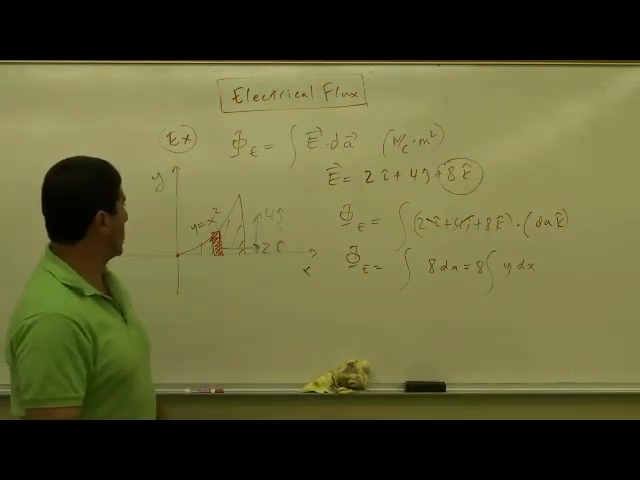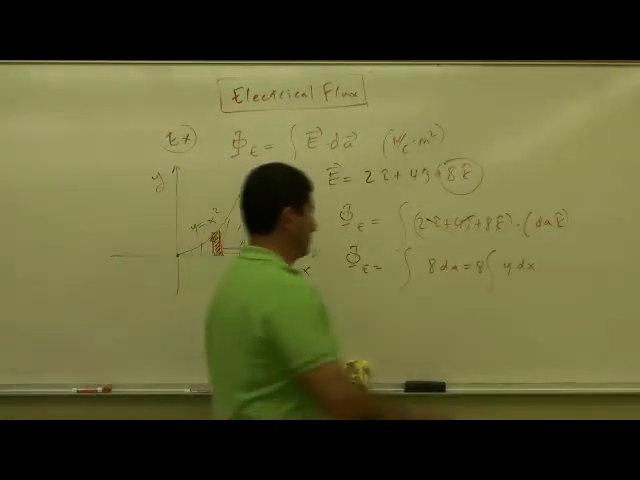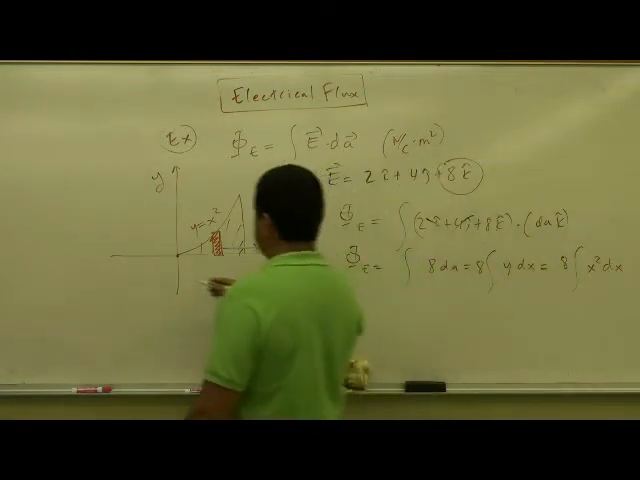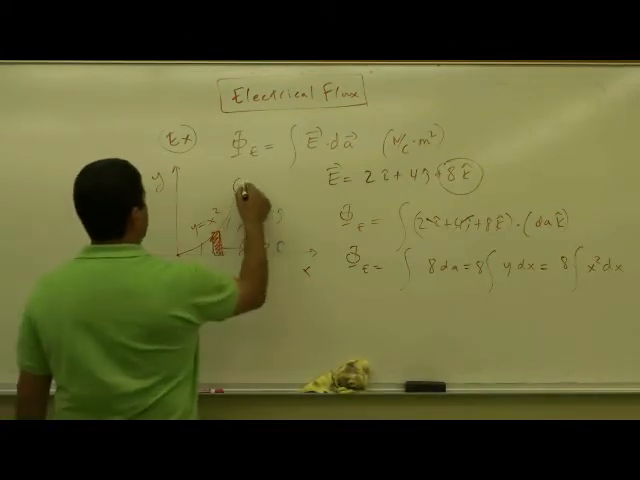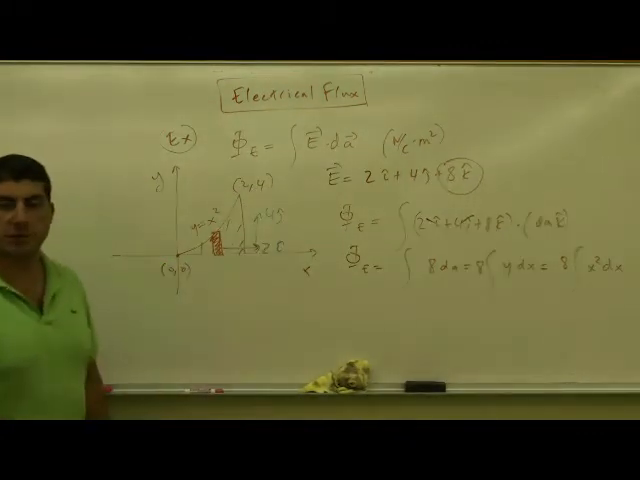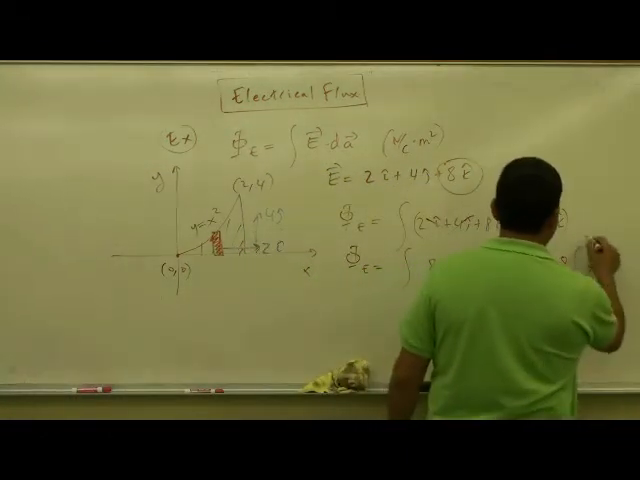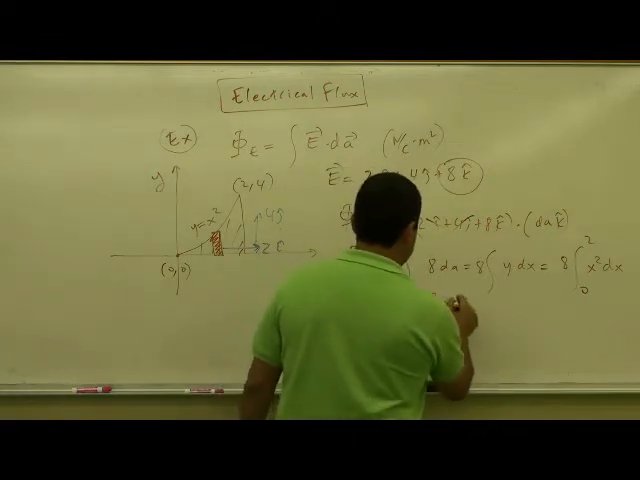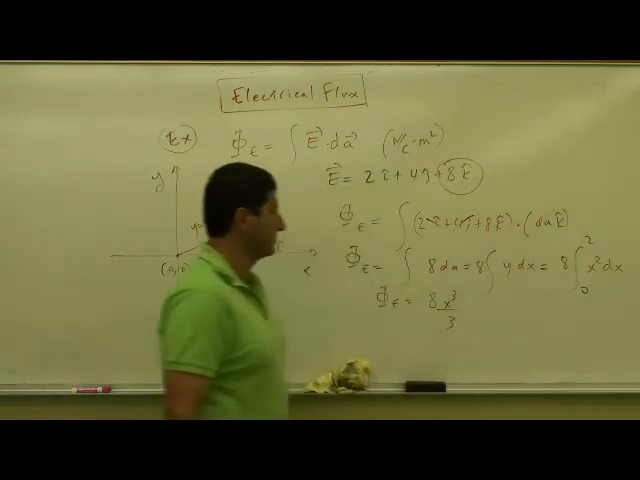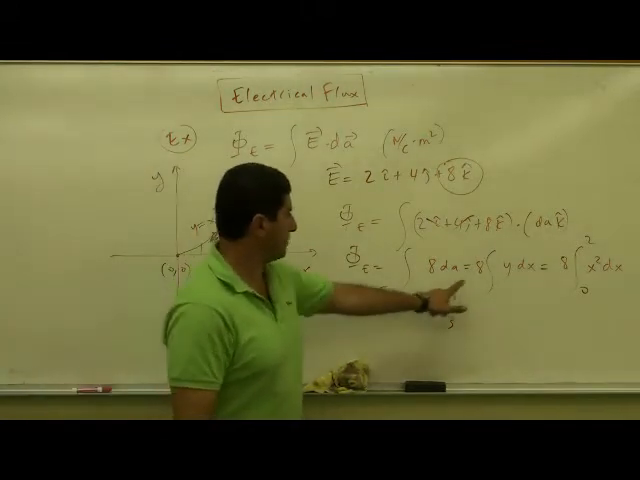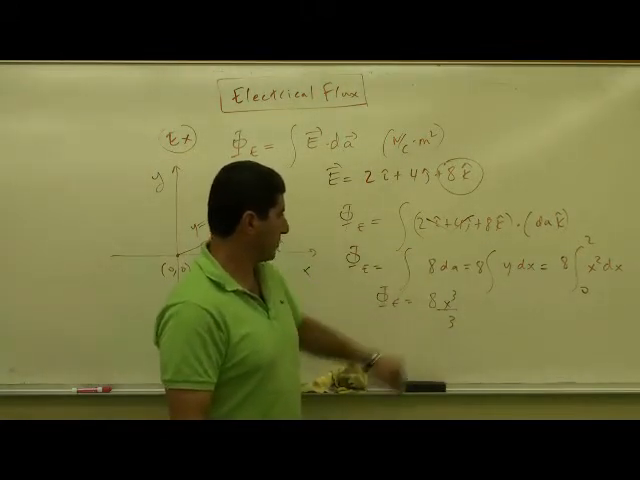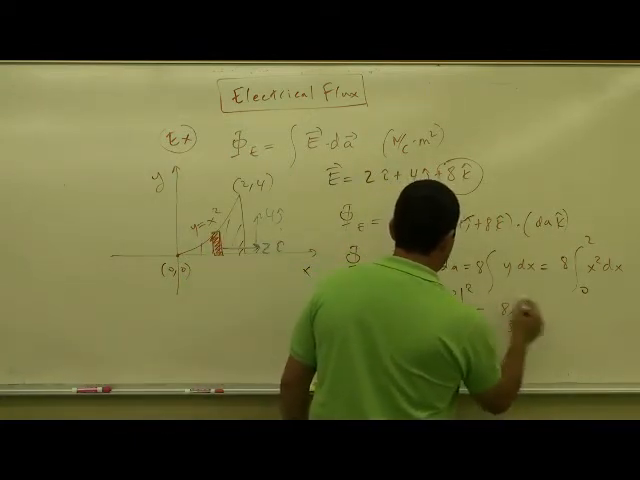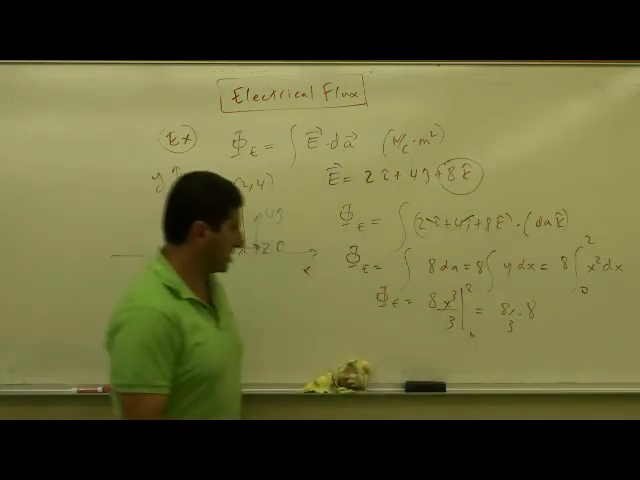And now what are you going to do? Well, you could say y equals x squared, and let's say I'm going from 0,0 to 2,4. So now I'm going to go from 0 to 2 of 8x cubed over 3. The 8 is because of the electrical field. x cubed over 3 from 0 to 2. 8/3 times 2 cubed is 8, so 64 over 3.